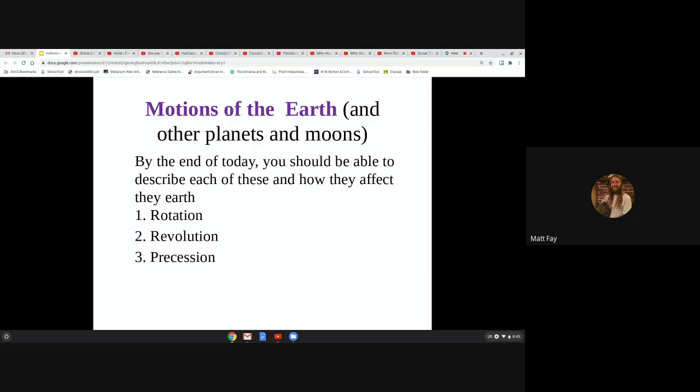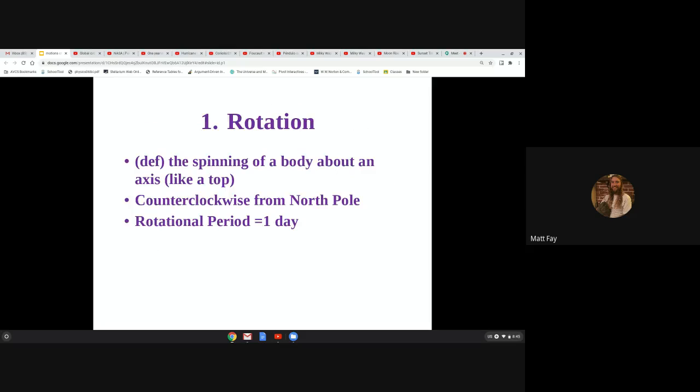So we start with rotation. That's the spinning of the Earth around its axis. So there is an imaginary axis, a line that runs from the North Pole to the South Pole, and the Earth spins around that. That's like a top, okay? Or someone spinning on ice skates, or a ballerina spinning. Those are all rotations, okay?